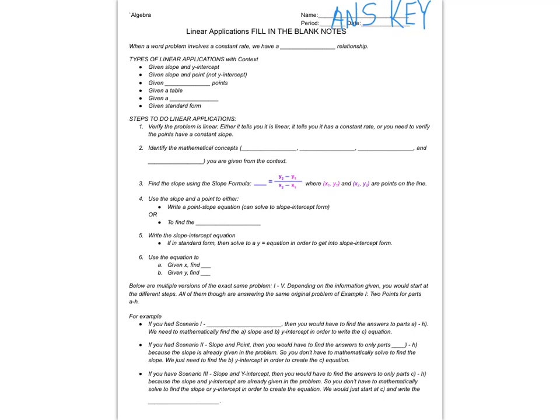In this video, we will talk about our linear application fill-in-the-blank notes. After you see this, it will show you all the different ways to solve different types of linear problems and how to deal with them. So let's jump into it.